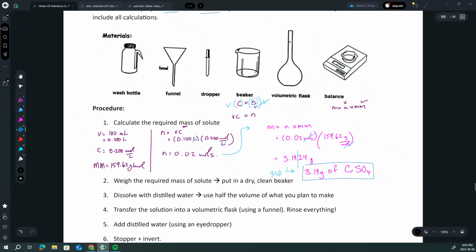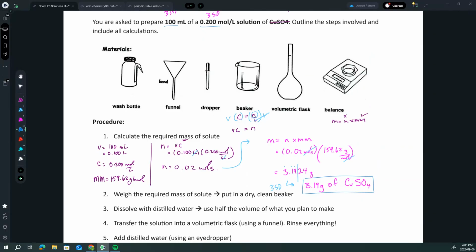All right. So essentially, if we were in a lab, we would figure out we need 3.19 grams of copper 2 sulfate weighed out. And what we'd do is we'd take a beaker and put it on a balance, and weigh out that 3.19 grams of copper 2 sulfate. Then we'd take a wash bottle to add water into the beaker that has the copper 2 sulfate, just enough to dissolve it.